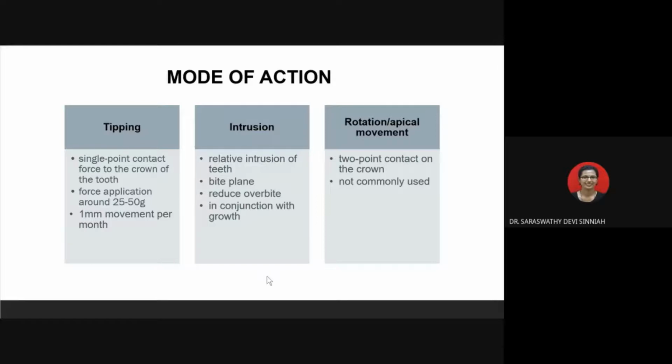The rotational movement requires a two-point contact on the crown of the teeth. It needs a well-positioned force couple on the tooth, and it needs to be controlled. It usually is carried out in conjunction with a fixed component.